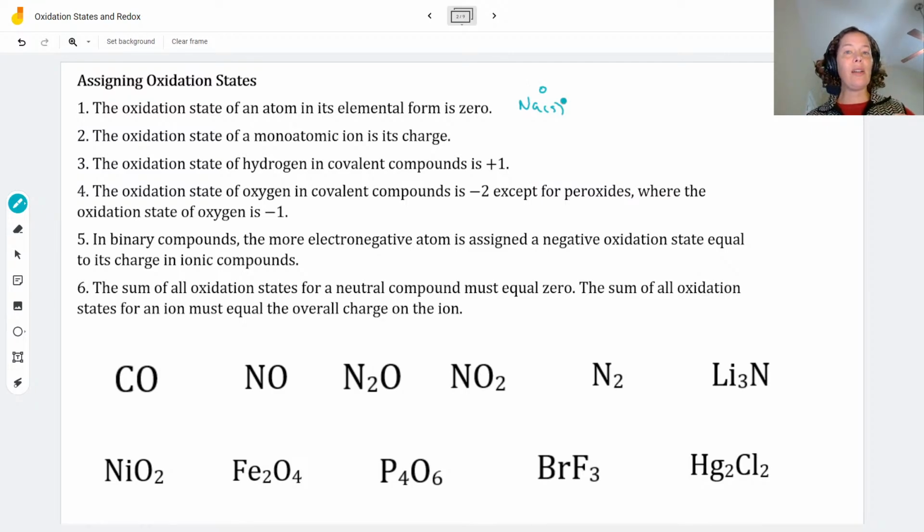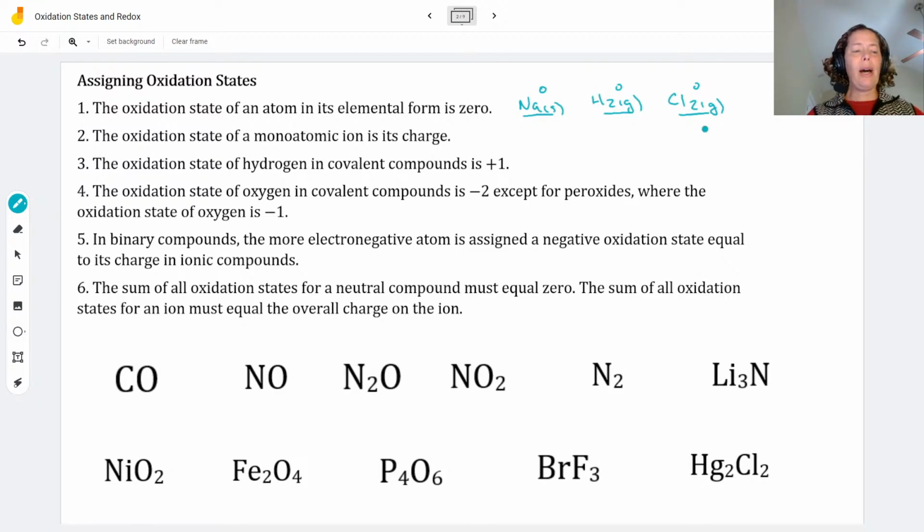The tricky ones here are the diatomic gases. For example, hydrogen in its elemental form is H2. The same is true for the halogens as well. Chlorine in its elemental form is Cl2. These all have oxidation states of 0. So anytime you have an atom or an element in its elemental form, its oxidation state is 0. This is usually when the element is just by itself, like sodium, but there are a handful of diatomics out there.